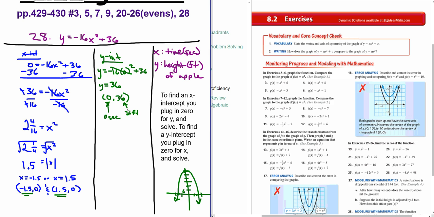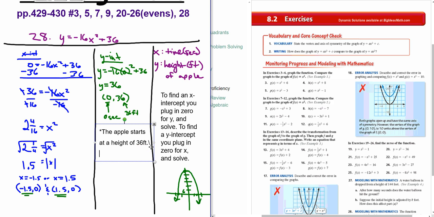All right. Anyway, so what this means at 0 seconds, that apple's at 36 feet for a height. So what I'm going to say for my answer here, the apple starts at a height of 36 feet. So that's the y-intercept.